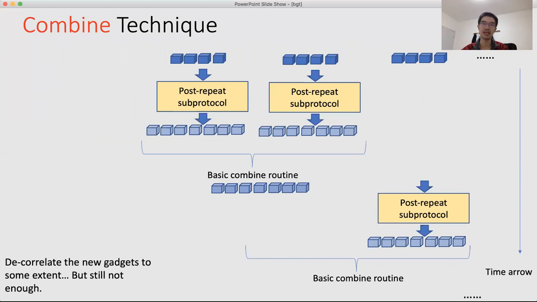So our structure of combining is actually as follows. We take the subprotocols that come from our repeat technique. We don't want to apply these protocols on each block altogether in parallel. We want to apply them on each block one by one. But every time we apply them on a new block, we combine them to the old gadget. And after these combinations, we go to the post-repeat subprotocols on a new block and combine them. This will provide some decorrelation, but that's still not enough.